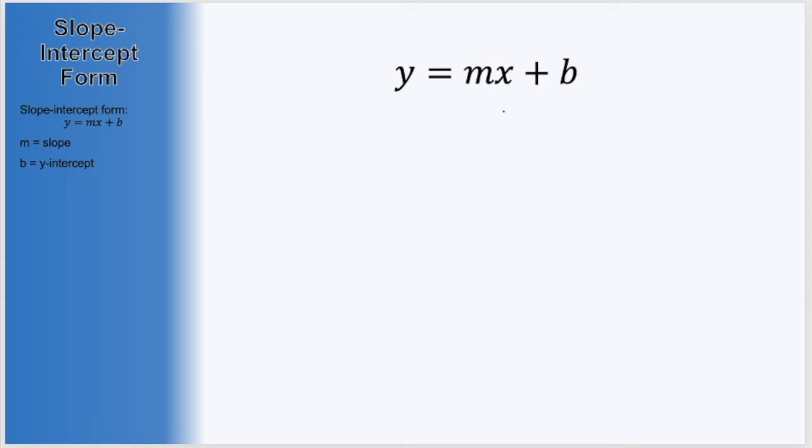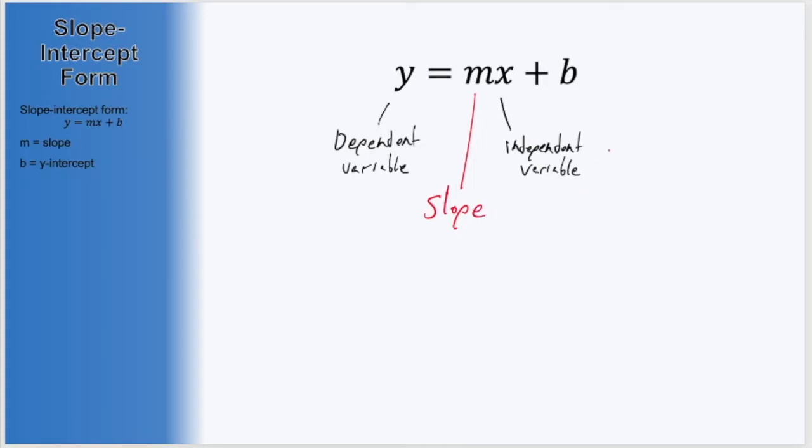This is the form of linear equations we see the most often, and it looks as follows. We have our dependent variable y equal to some constant, which we will label m, multiplied by our independent variable x, plus some other constant, which we will label b. This form is referred to as slope-intercept form, as the m here is the slope of the line, while the b is the y-intercept. So we have slope-intercept form.